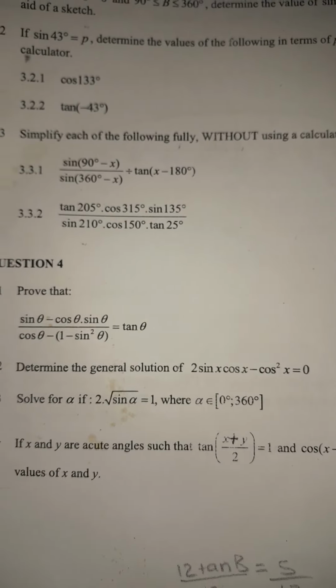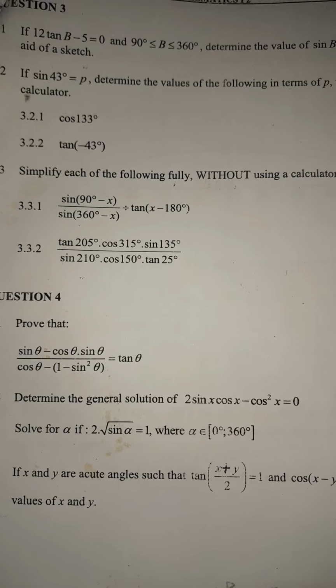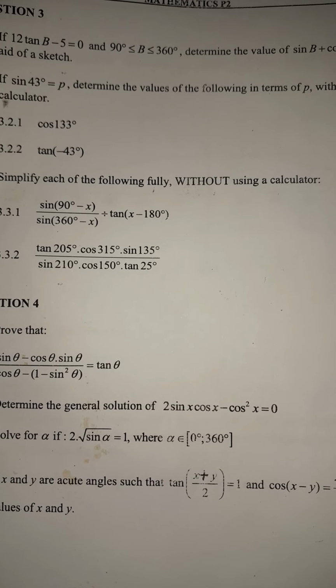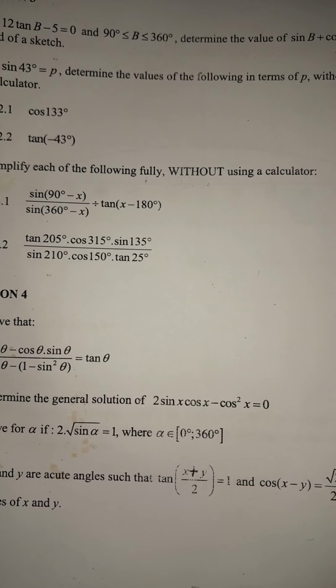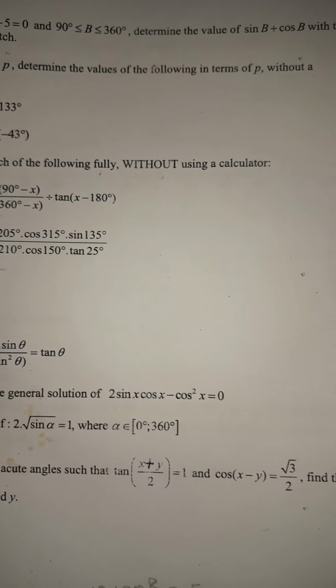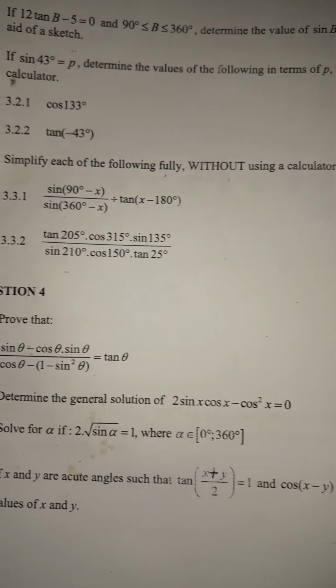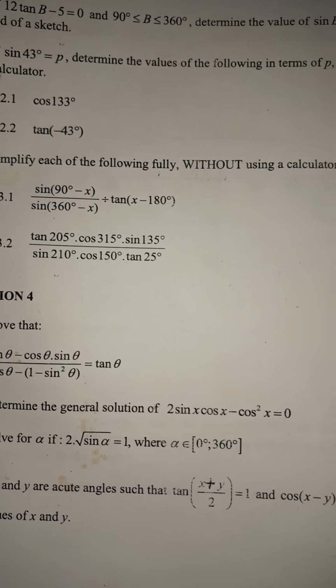So let's start with the first question, 3.1. If tan b minus 5 is equal to 0 and 90 is greater than b but lesser or equal to 360, determine the value of sine b plus cos b with the aid of a sketch. Right, let's start.